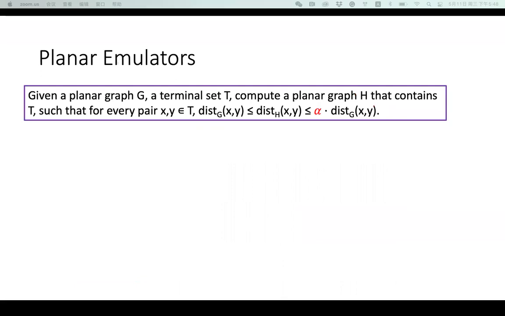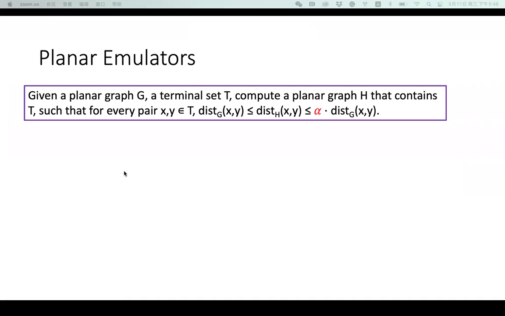So if the input is a planar graph, we want the output to also be a planar graph, but not necessarily a minor of the input graph. So we are not computing a distance preserving minor, but just a planar emulator for a planar graph. It turns out that this relaxed requirement is sufficient for many algorithmic applications of our emulators.